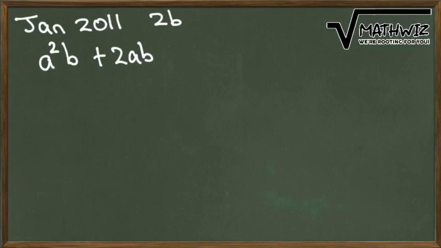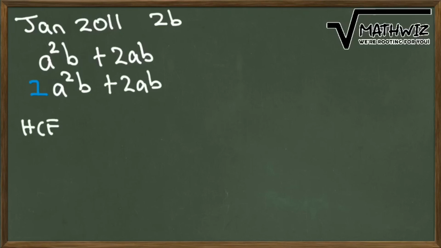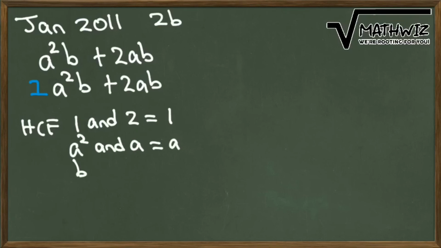So again, I'm going to write this with the 1 in front so that we can see. So this is really 1a squared b plus 2ab. All right, so the highest common factor of the numbers, the highest common factor of 1 and 2 is just 1. Highest common factor of a squared and a is simply a. And the highest common factor of b and b is going to be b. So on the outside, we should have 1ab.